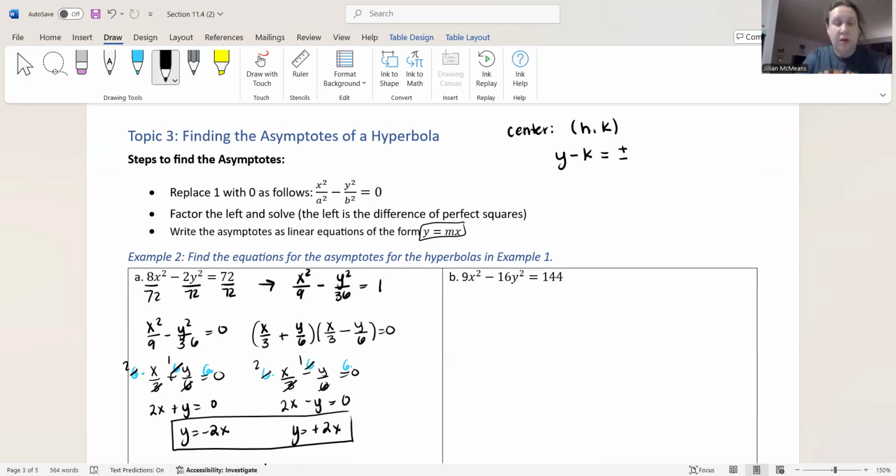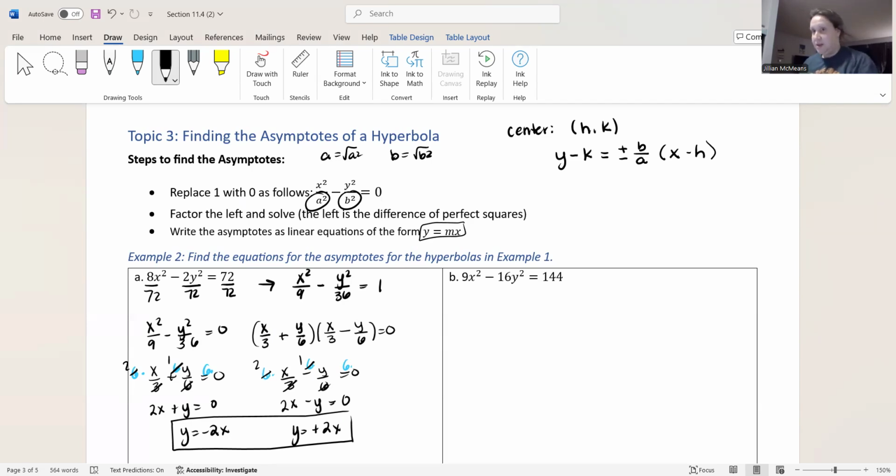If you, let me plug my computer in before it dies. There we go. You want to take the b and divide it by a. So remember, we have a squared and b squared. So a is the square root of a squared. B is the square root of b squared. If we take b over a and then multiply it by x minus h, we get the exact same thing.